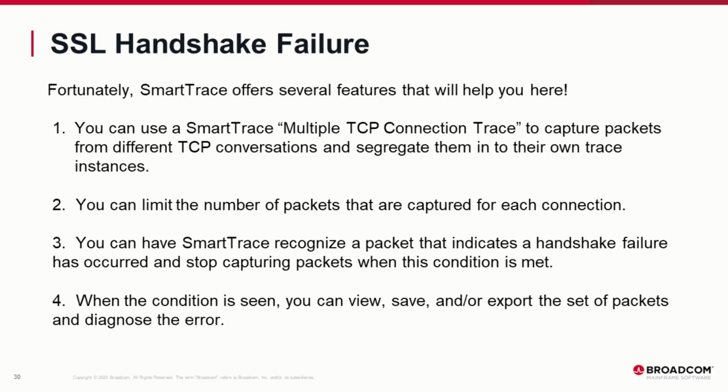A handshake failure would typically happen early in the conversation. If the client and server exchange more than 10 or 15 packets, it's probable that no handshake failure has or is going to occur, and the packets that were captured in the entire conversation can be discarded or ignored. You can have SmartTrace recognize a packet that indicates a handshake failure has occurred and stop capturing packets when this condition is met. And when the condition is seen, you can view, save, and/or export the set of packets and diagnose the error.